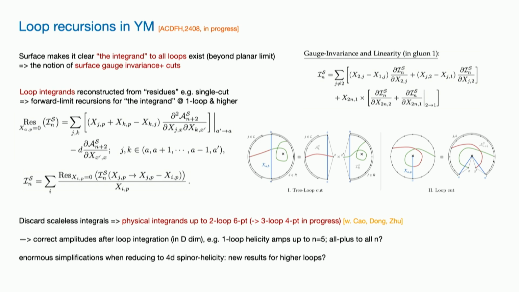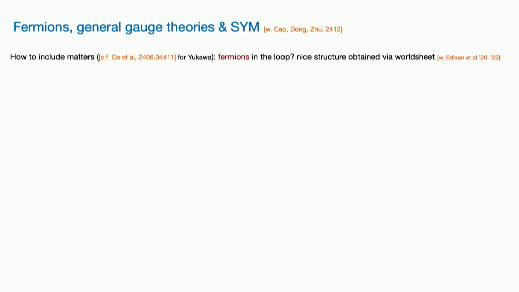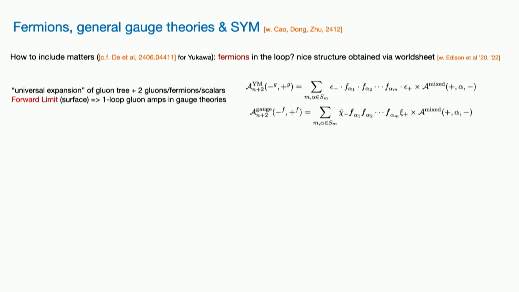Okay, so this is still work in progress, making this all-loop recursion work for pure Yang-Mills. But let me end with some comments on how to include matter. There's actually very nice work for the colored Yukawa theory, similar to how you get the general colored scalar case, including them in the surface language. But what about fermions in the loop? So here I'm using the surface just as a tool for taking the forward limit.